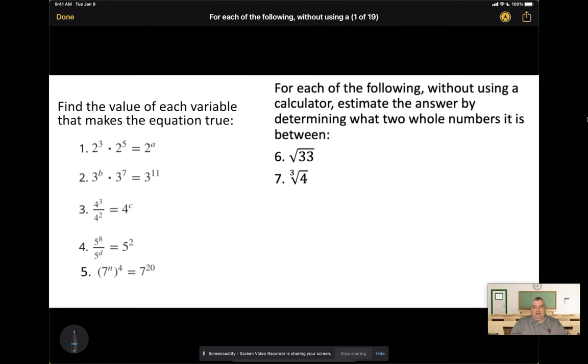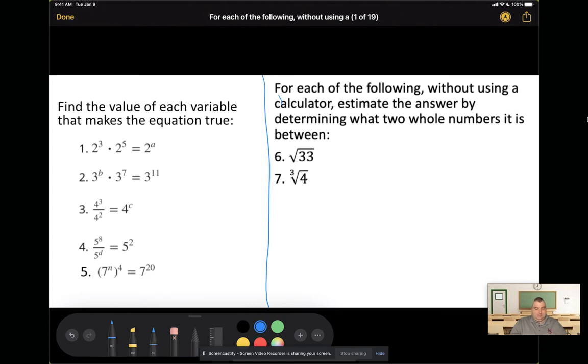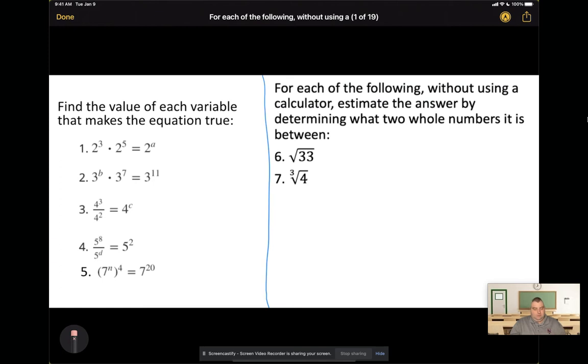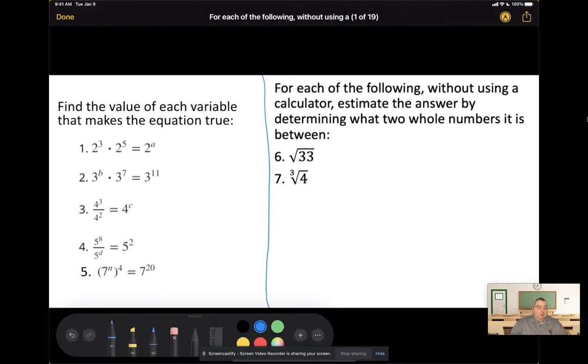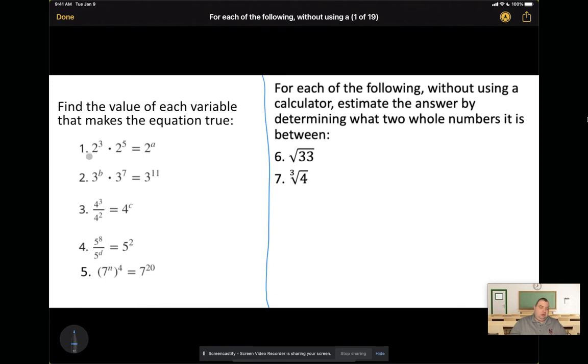So 1 through 5, find the value of each variable that makes the equation true. So with number 1, okay, when we're multiplying with exponents, we add the exponents. So 2 cubed times 2 to the 5th, when we're multiplying, we add the exponents. So this would be equal to 2 to the power of 8. So on number 1, we will say that A is equal to 8. Simple as that.